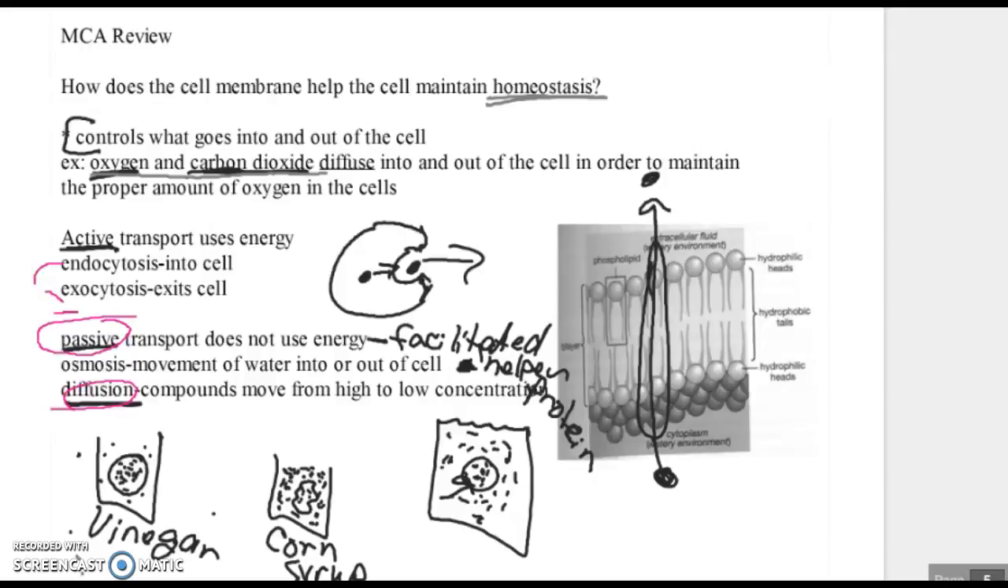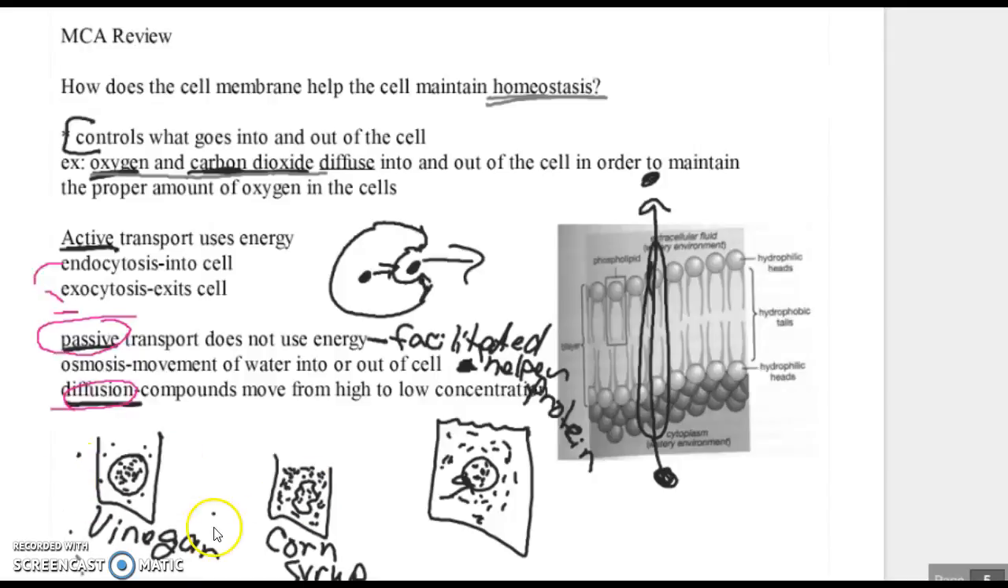So like I said, if we had that food coloring and it was all dissipated in the water, and then I wanted to somehow move it back out of the water, that would require the use of some energy. That would actually be active transport if it went against the concentration gradient.